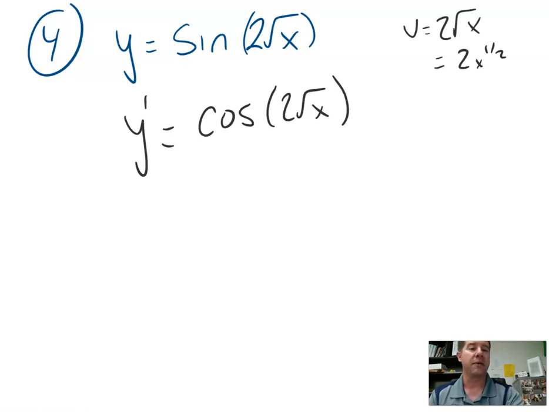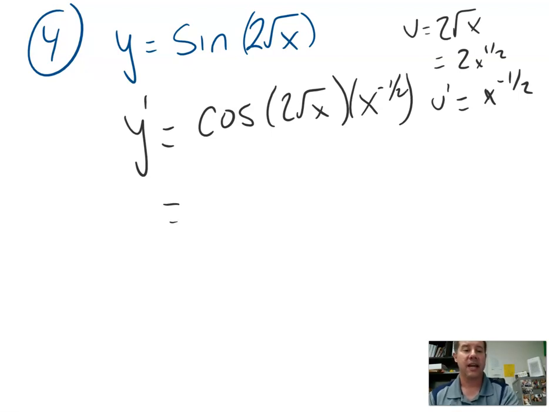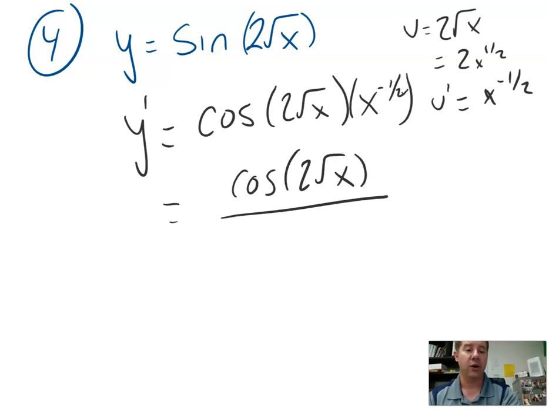So if I took the derivative of this, 1/2 times 2 is 1. And then subtract 1, I get x to the negative 1/2. So that would be the derivative of the inside, x to the negative 1/2. And now I could rewrite this, and this would be cosine 2 root x all over, it goes to the bottom, the square root of x. And that's probably how our answer looks, but I'll check that real fast. And yep, that's exactly how it looks in the back of the book.